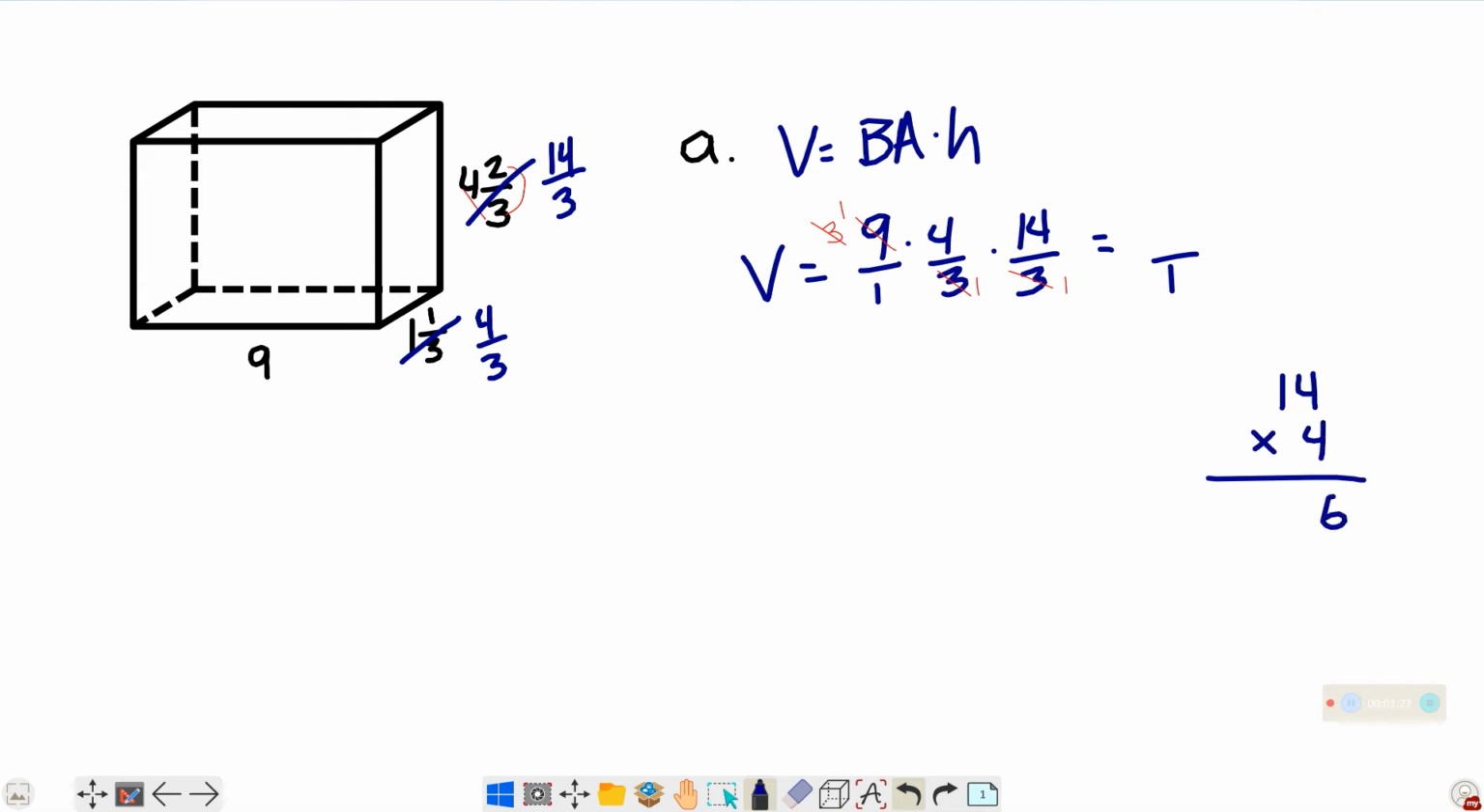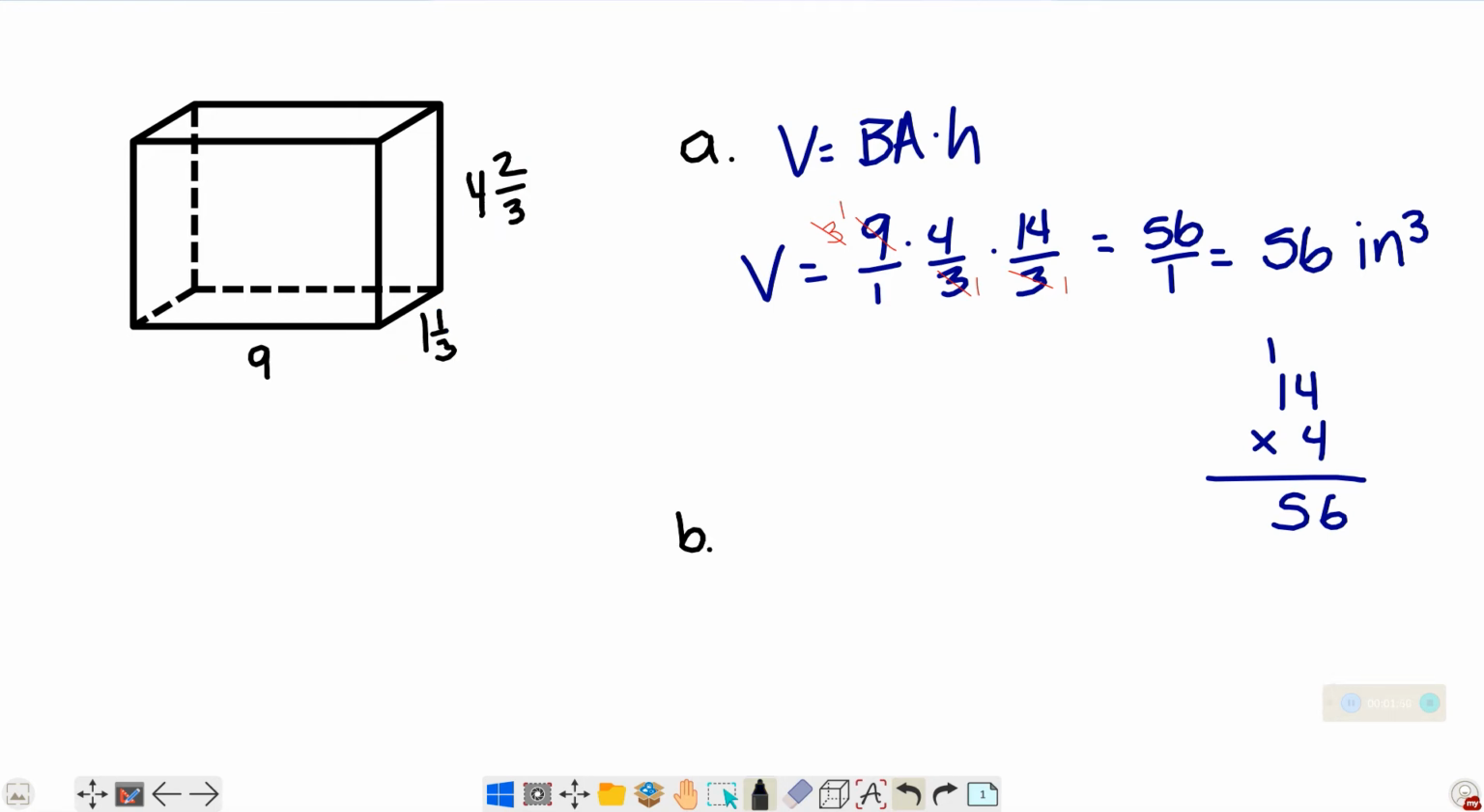4 times 4 is 16. Carry your 1. 4 times 1 is 4, plus 1 more is 5. So 56 over 1, which is just 56 wholes. These were measured in inches, so our units are inches cubed.